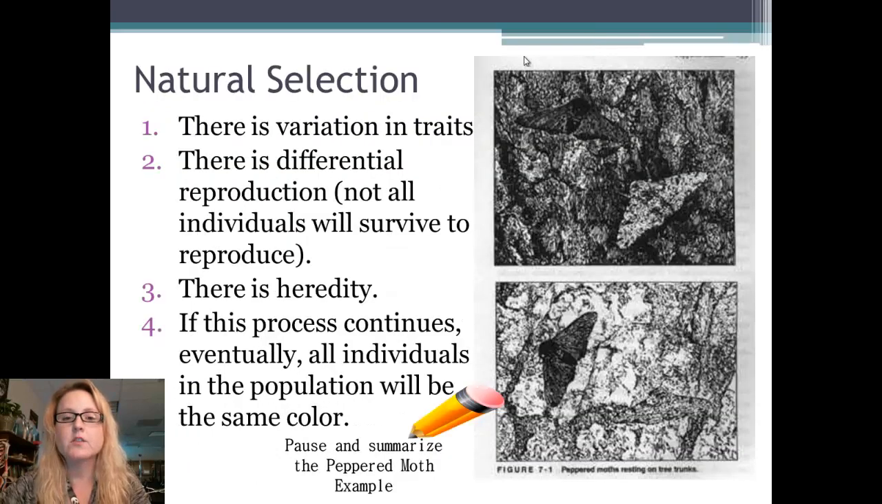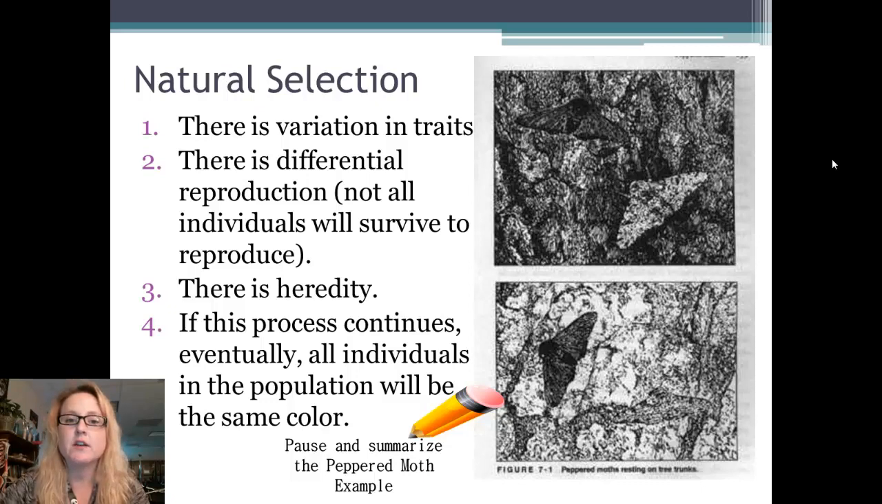All right, so there's a couple things we need for natural selection. And the one big thing here is we need to have a variation in traits. And we talked about this in genetics. There's lots of different traits out there. And when we have a variation in traits, the environment will prefer one over the other, and therefore that becomes more popular in the population.